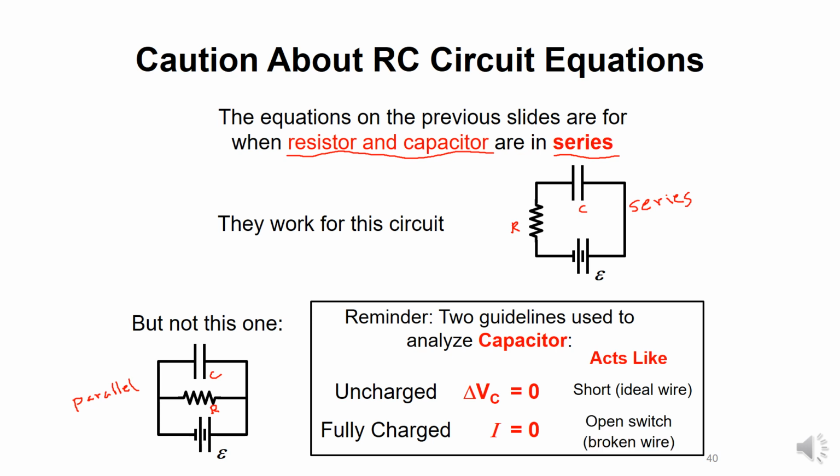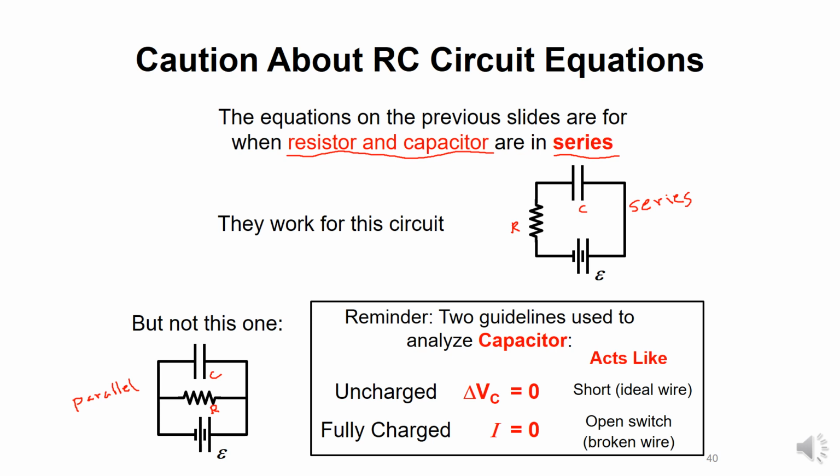And when the capacitor is fully charged, then the current is 0. That means the capacitor behaves like a broken wire, also called an open switch. So it's like it doesn't exist. The branch with the capacitor has no current going through it. You can pretend it doesn't exist. So that's how we analyze circuits where resistors and capacitors are in parallel.